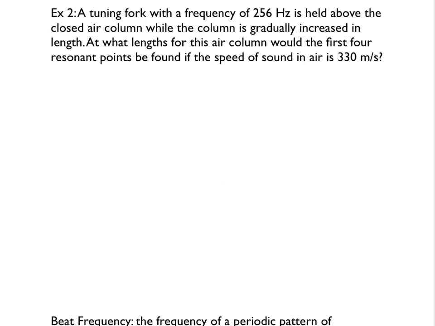A tuning fork with frequency of 256 Hz is held above the closed air column, while the column is gradually increased in length. At what lengths for this air column would the first 4 resonant points be found if the speed of sound in air is 333 meters per second?